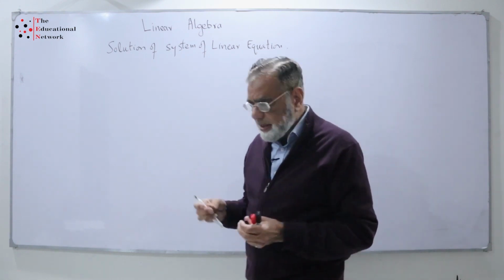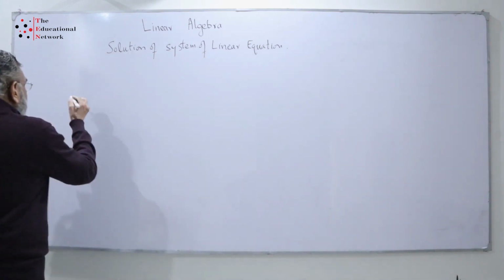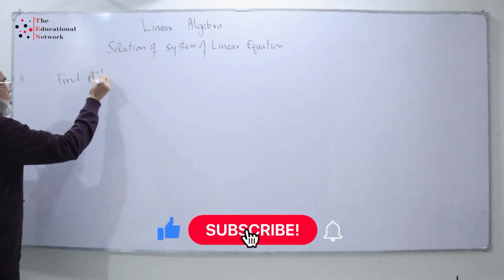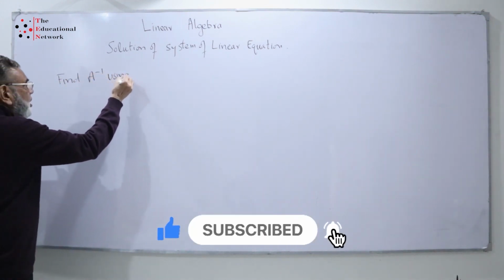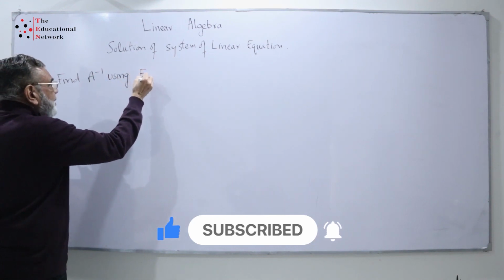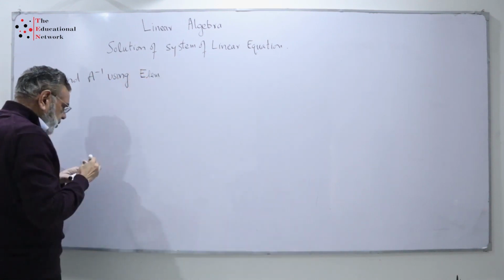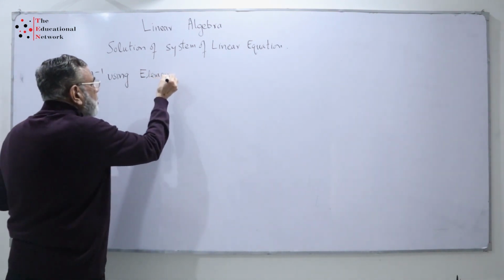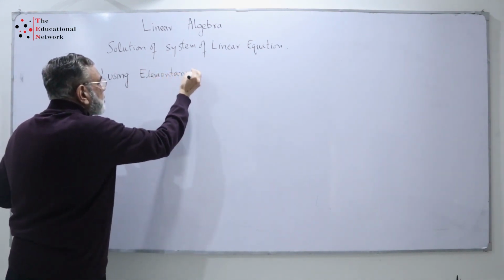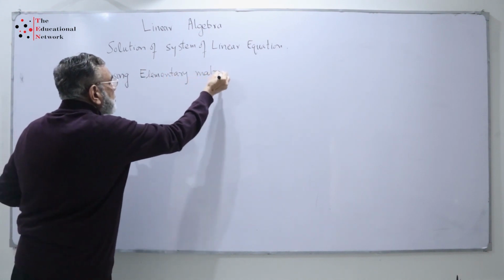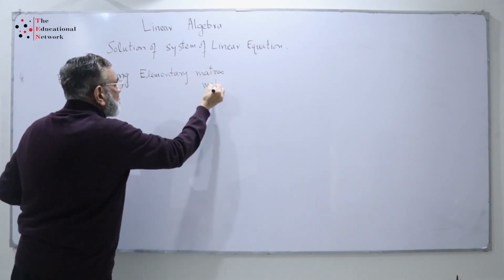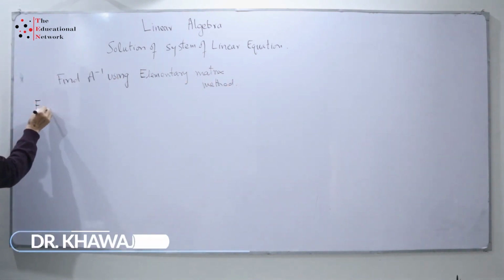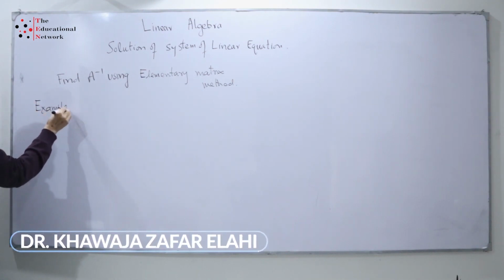So we are going to take an example and try to solve it to find A inverse using the elementary matrix method. I'm going to take this example. I define my matrix A.